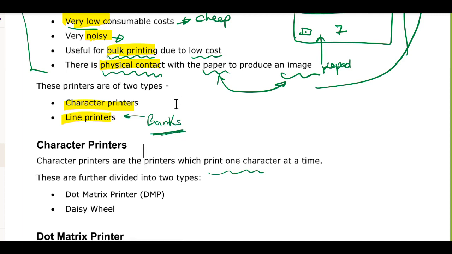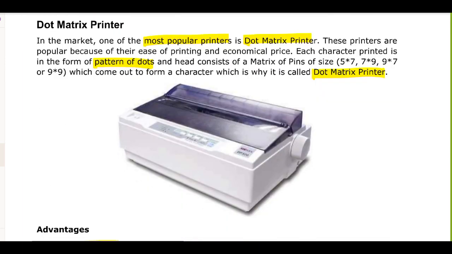There is further classification of character printers, where we have the dot matrix printer and the daisy wheel printer. The dot matrix printer looks like the one that you are seeing on my screen. It is one of the most popular printers, popular because of its ease of printing, and it is a bit cheap. Each character is printed in the form of a pattern of dots, and the head consists of a matrix of pins of this size. You might have different sizes, and the pins come out to form a character, which is why it is called a dot matrix printer.